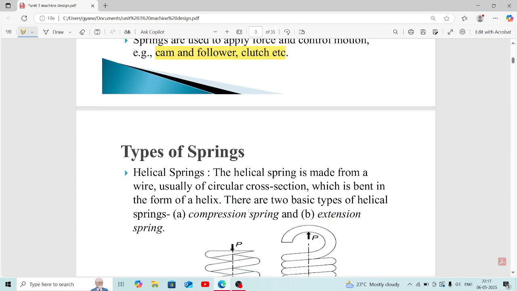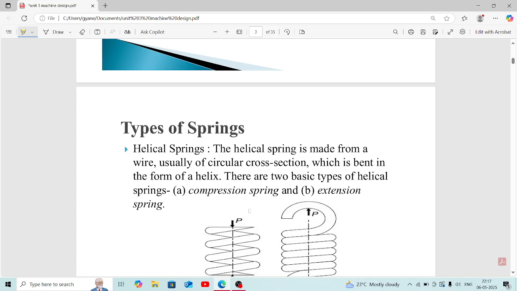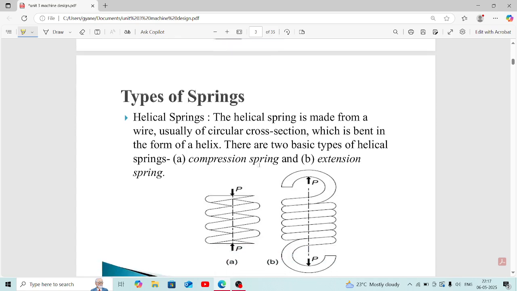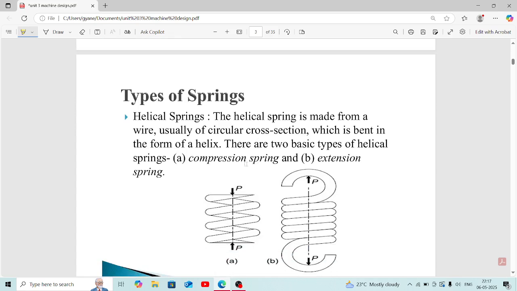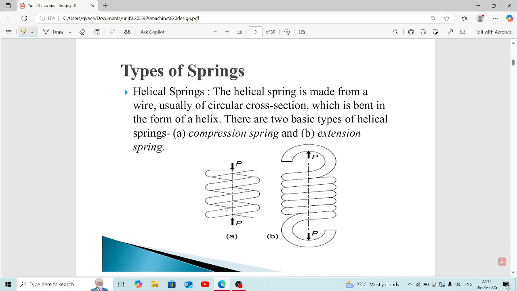So let's see the different types of spring. Helical spring: the helical spring is made from a wire, usually of circular cross section, which is bent in the form of a helix. There are two basic types of helical spring: compression spring and extension spring. If compression is possible, the spring is called a compression spring. If compression is not possible and only extension is possible, it is called an extension spring.